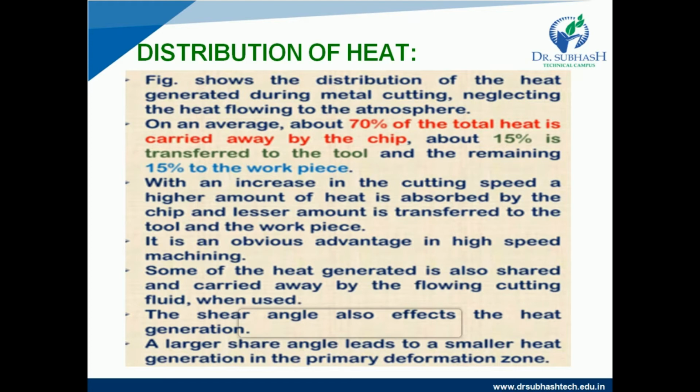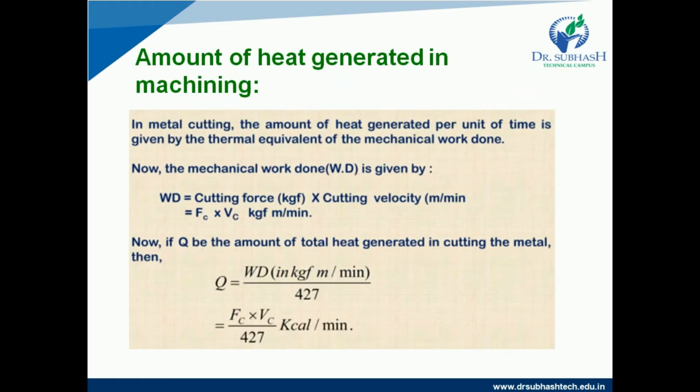The shear angle also affects the heat generation, and a larger shear angle leads to a smaller heat generation in the primary deformation zone, right? So this is the amount of heat generated. If you want to find it on a calculation basis, in metal cutting, the amount of heat generated per unit of time is given by the thermal equivalent of the mechanical work done. Mechanical work done is given by the cutting force into the cutting velocity.